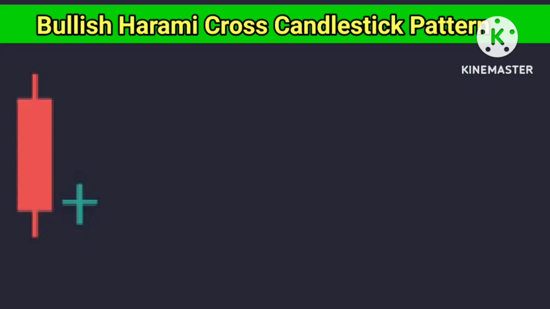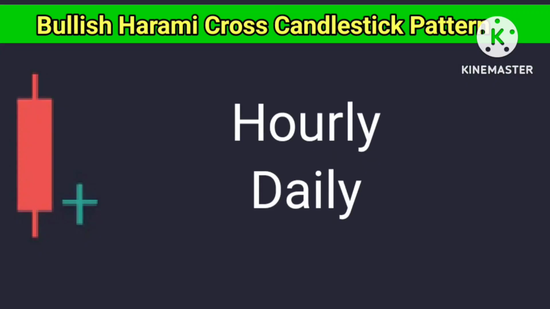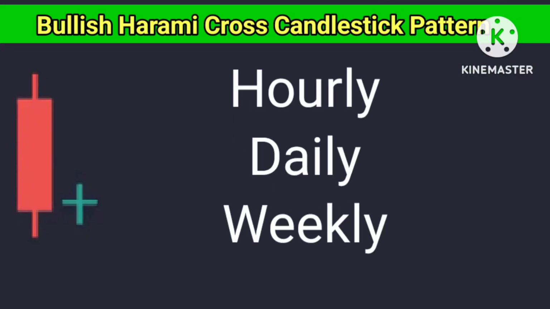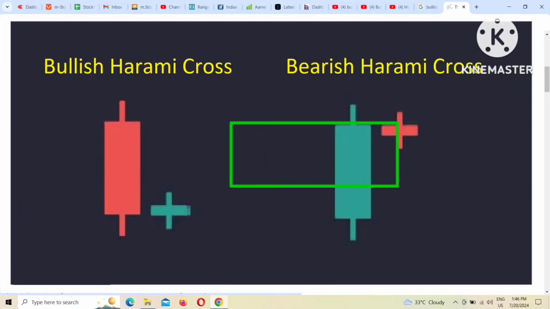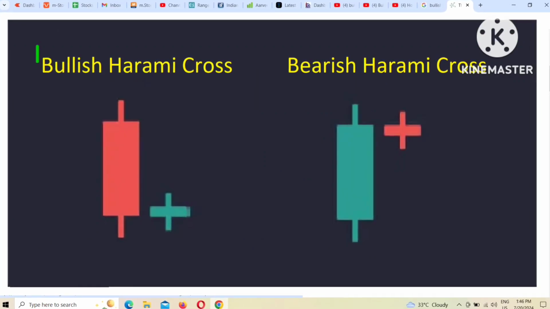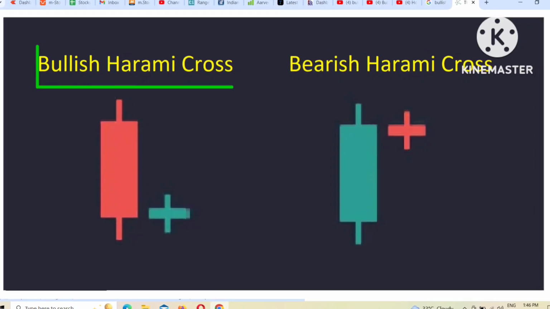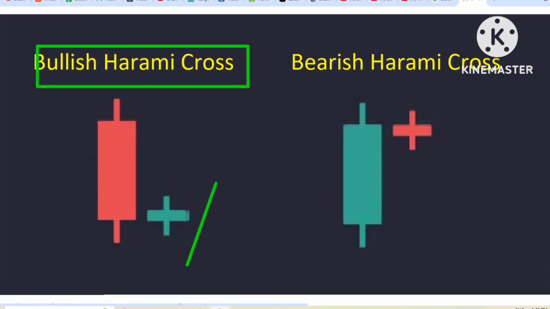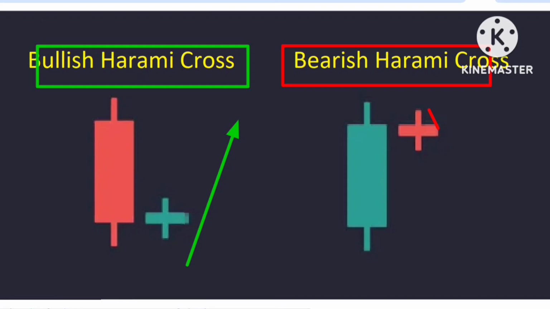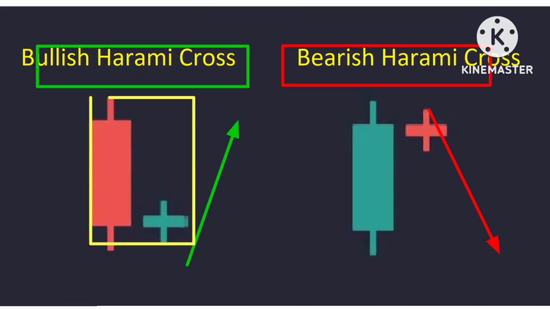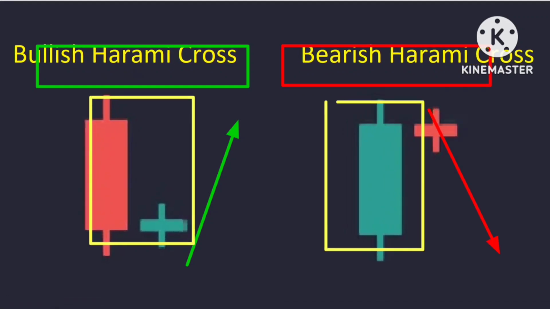One can trade this pattern in hourly, daily or weekly time frame, but mostly the daily time frame gives the best result. Take care that on one side the bullish Harami cross brings the price up, just opposite to this, the bearish Harami cross brings the price down, and these both look the same on the chart.